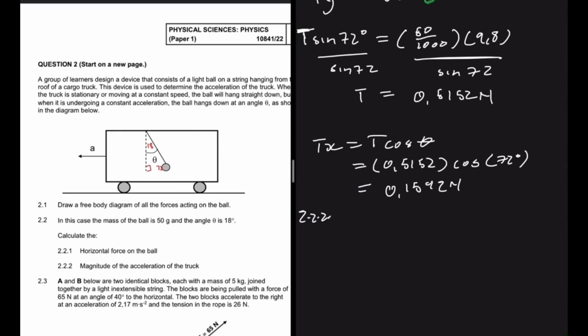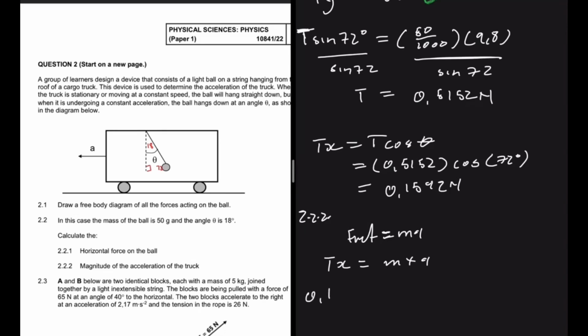2.2 Magnitude of the acceleration of the track. As soon as I start hearing about acceleration, I'm thinking F net equals ma. We want the horizontal acceleration. There's only one force acting on the horizontal, which is Tx. So we're going to have Tx being equal to the mass multiplied by the acceleration.